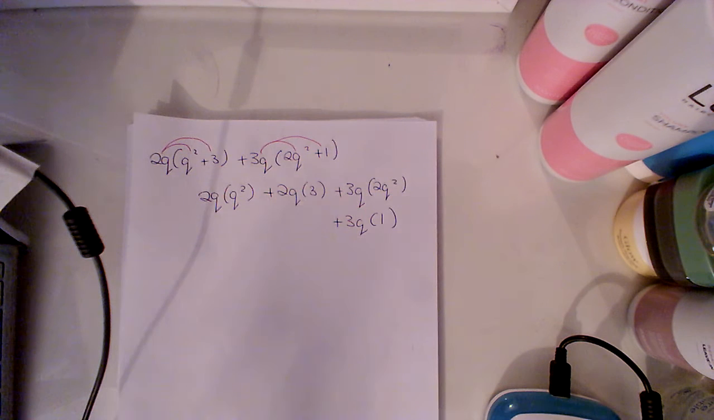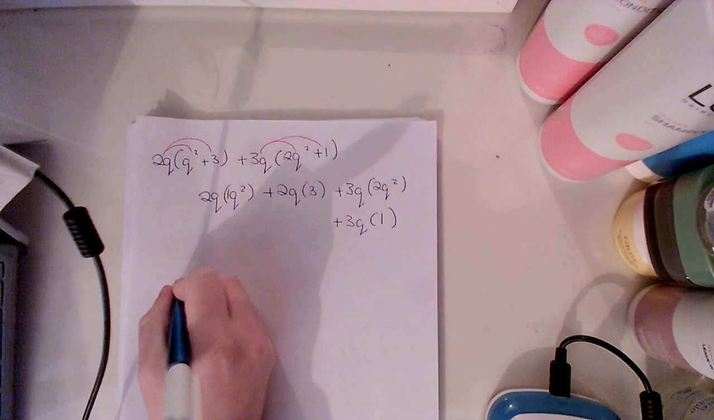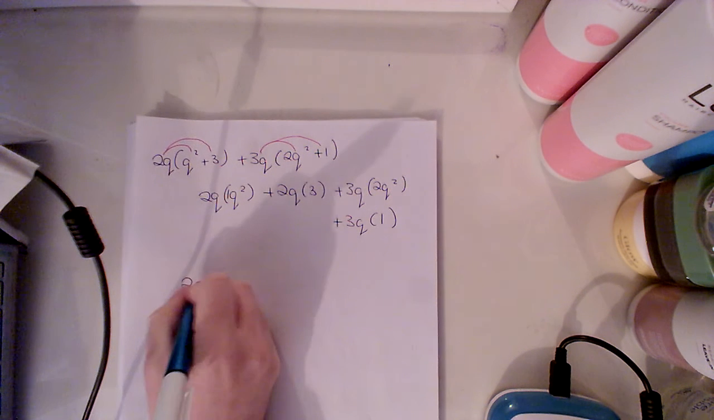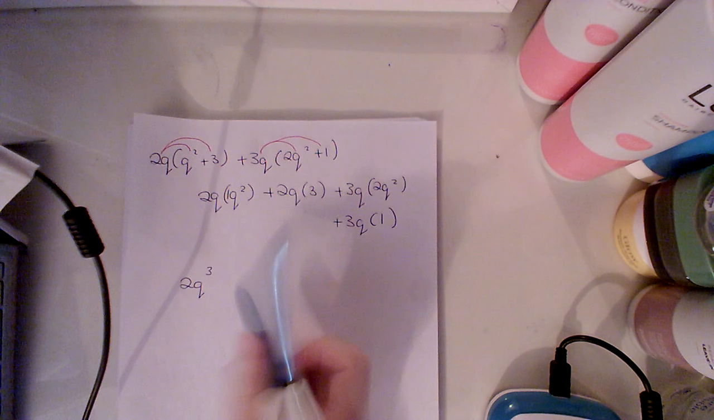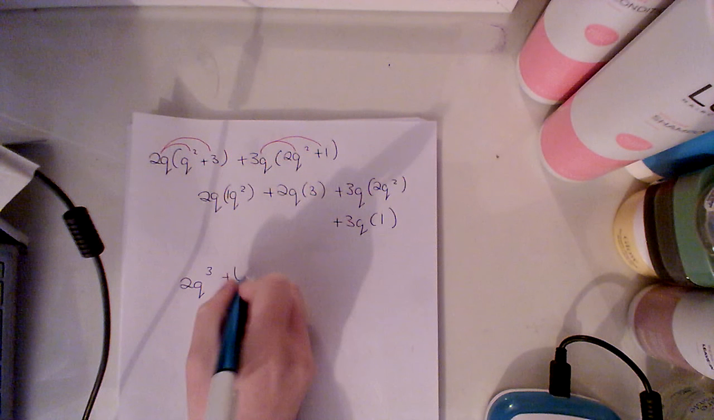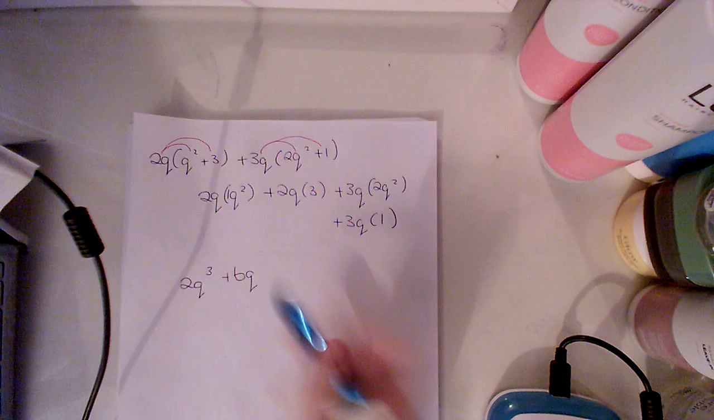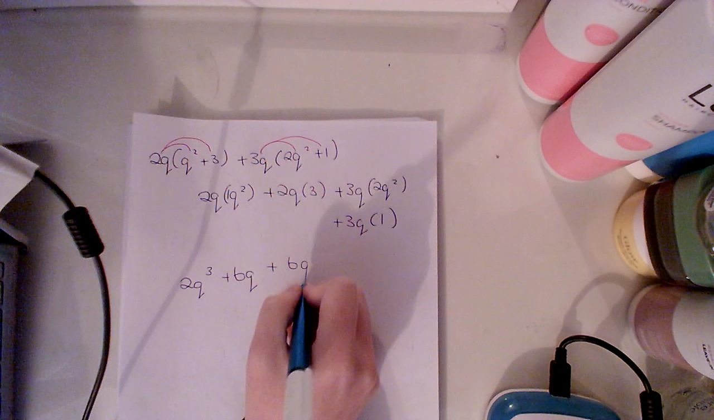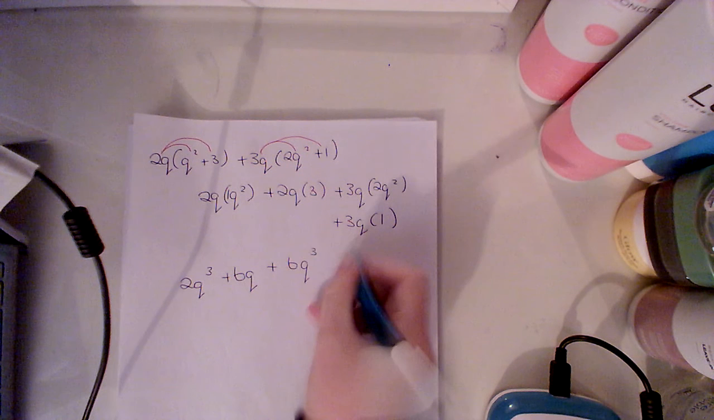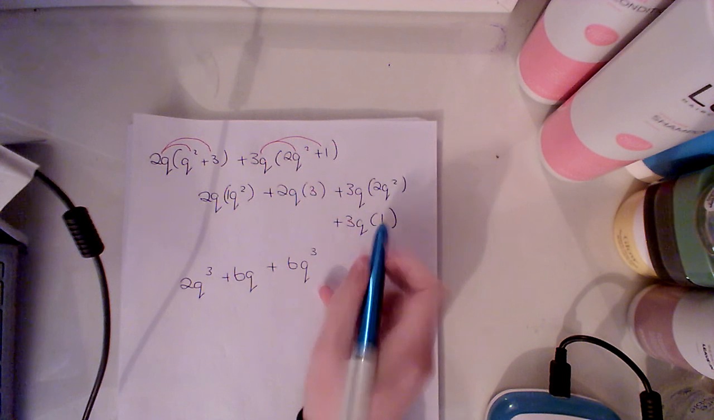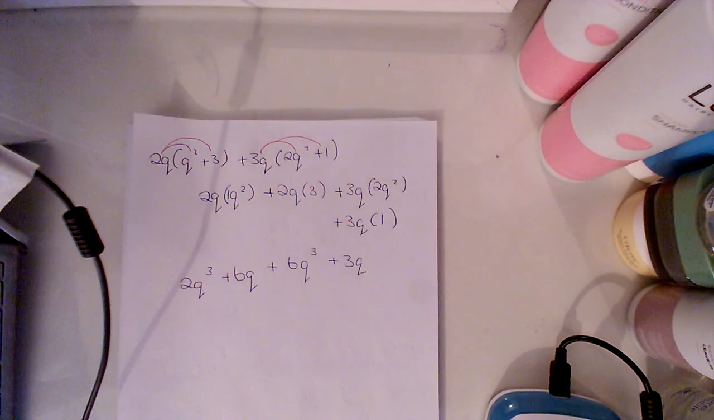So 2 times q squared gives me 2q cubed, 2 times 3 gives me plus 6q, 3 times 2 gives 6q cubed, and 3 times 1 will just give me plus 3q. And all together, they will go together. q cubed plus 6q cubed gives me 8q cubed, 6q plus 3q will give me plus 9q.